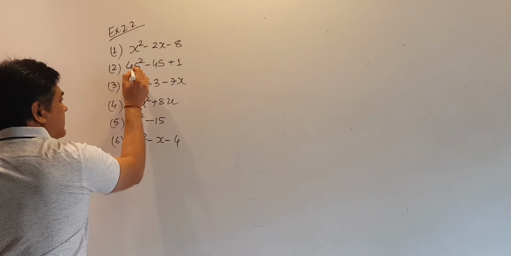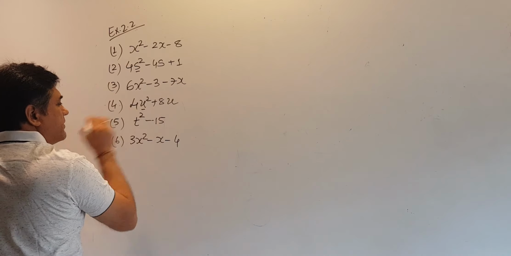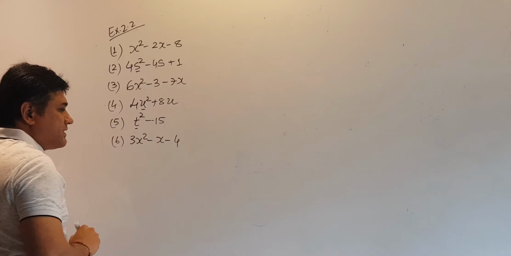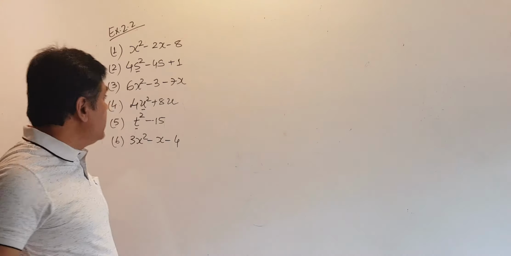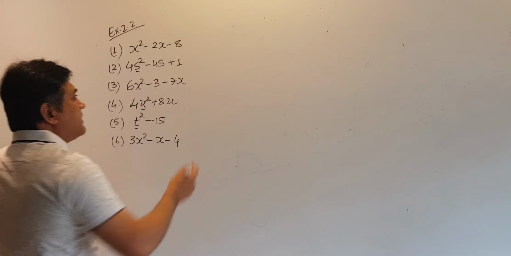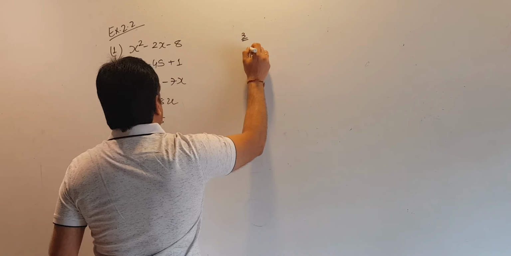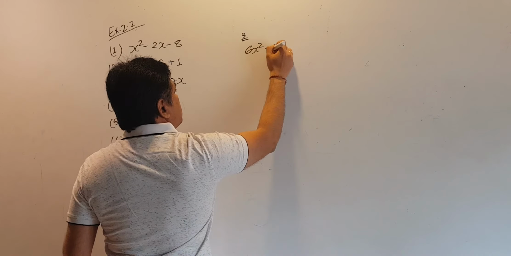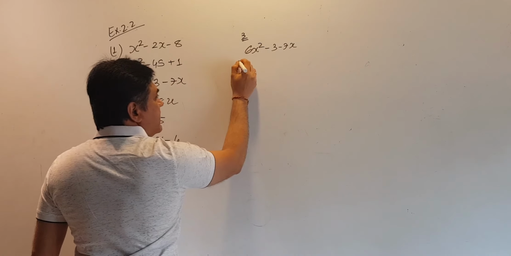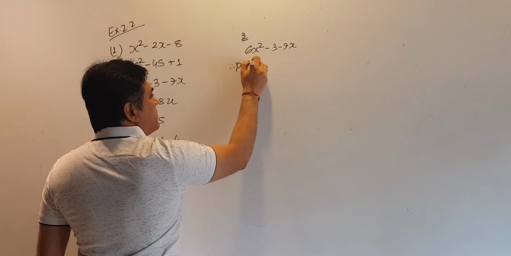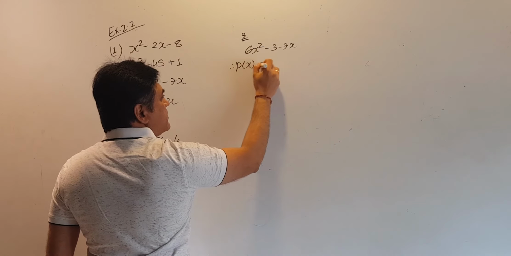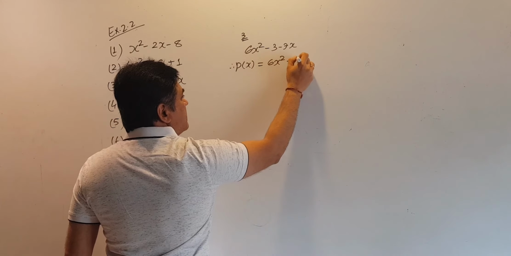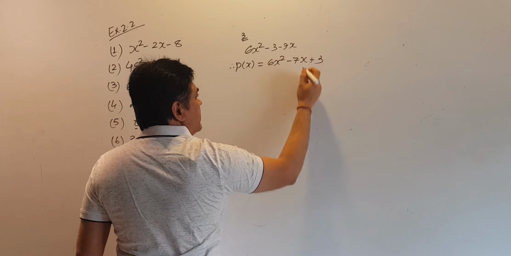Here s is utilized, here u is utilized, here t is utilized. You try it at home, okay? If you wish, I can go for the third one. Alright. So 6x square minus 3 minus 7x. So first arrange into the polynomial format ax square plus bx plus c. So 6x square minus 7x minus 3.